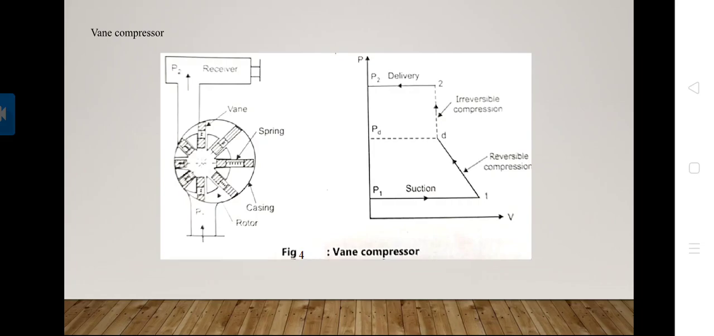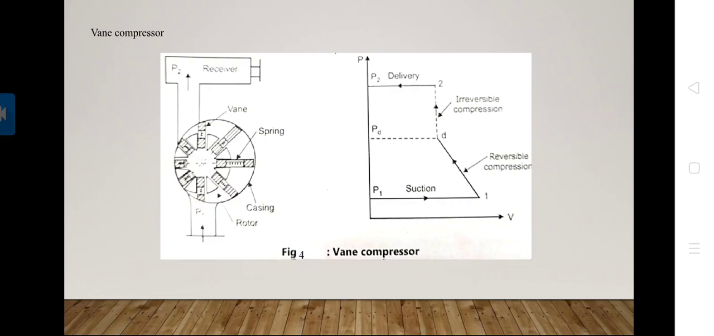The irreversible compression is similar to the compression explained in roots blowers also, and the vane type compressor requires less work compared to roots blower for the same capacity and pressure rise. Normally vane type compressors are used to deliver up to 350 meter cube of air per minute at a pressure ratio up to 4, and the speed of the vane type blower is limited to about 250 rpm.